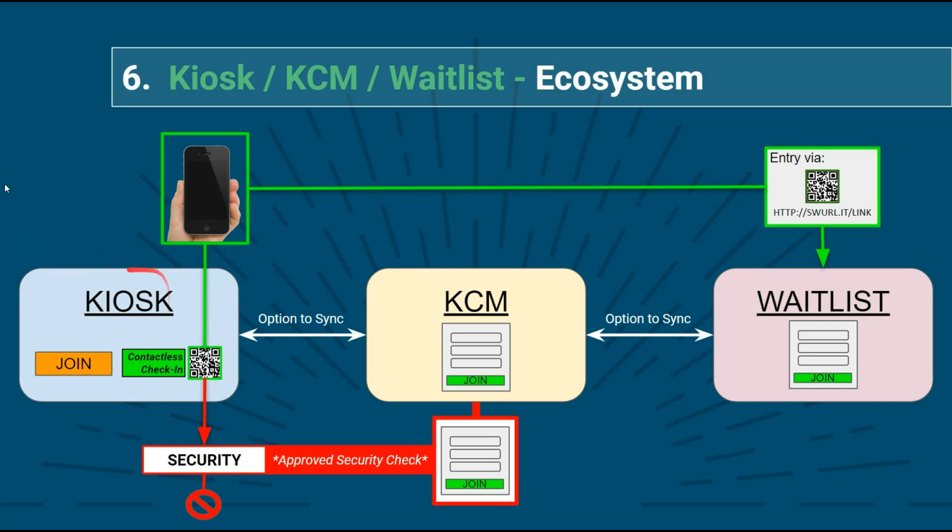So we have essentially 3 modules. We have a kiosk, which is designed to be customer-facing. We have the check-in manager, which is meant to be back office or employee-facing. And then we have the wait list, which can really be both. It can be administered by the employee, or it can be accessed by the consumer. And then on the kiosk, you have both the ability to join on the kiosk or the contactless check-in.